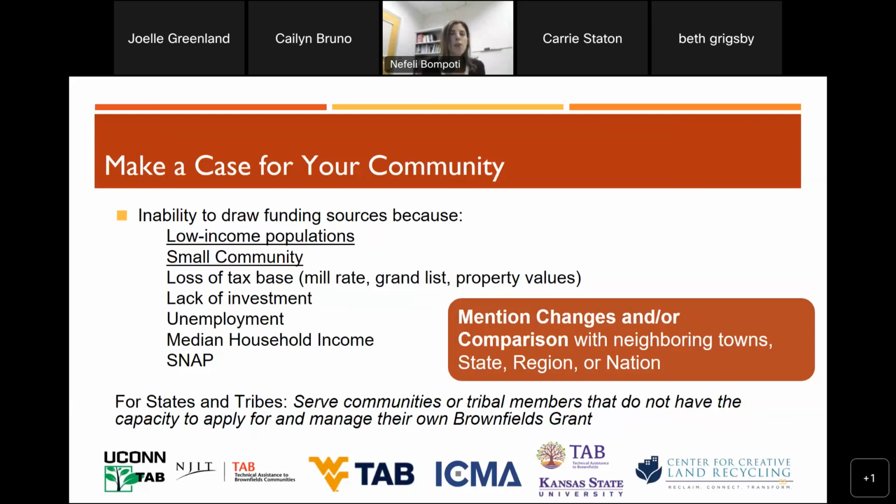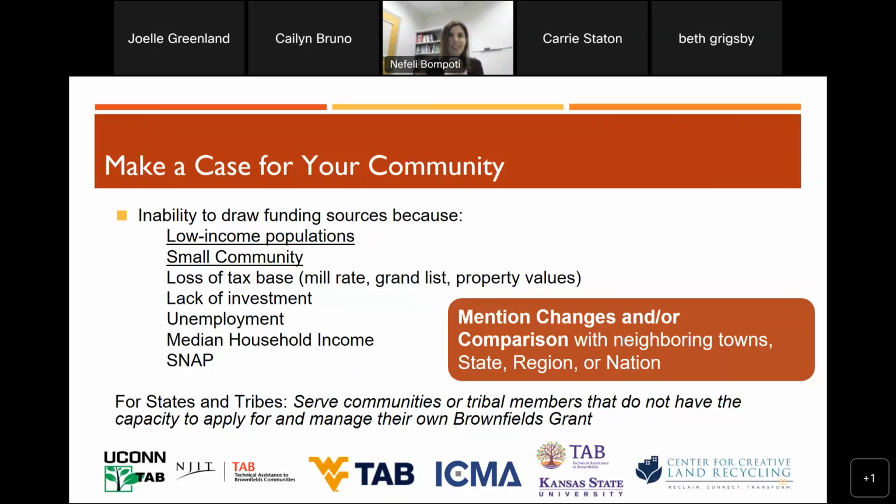And essentially, there are a few things that you could mention in that first part of the community need, right? We talked about low-income populations. We talked about small communities. Then again, if you're a municipality, loss of tax base, right? Changes in the milling rate, changes in the grand list, property values, lack of investment, if you have unemployment, if your median household income is lower, if you have a significant percentage of SNAP recipients within your town, you want to mention that.